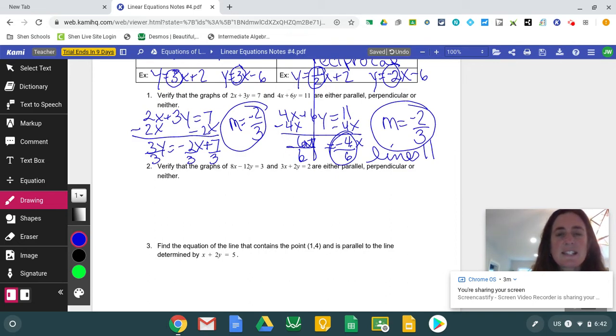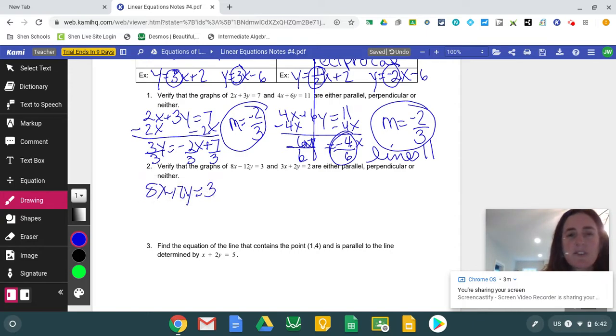All right, now our next example says, again, look to see if they're parallel, perpendicular, or neither. So 8x minus 12y equals 3. I've got to solve this, guys, so I'm going to subtract 8x over. So I have 12y equals negative 8x plus 3. I'm going to divide by 12 on everybody. So my m is really, I'm going to simplify this fraction, negative, I'm going to divide everybody by 4, so it's 2/3.